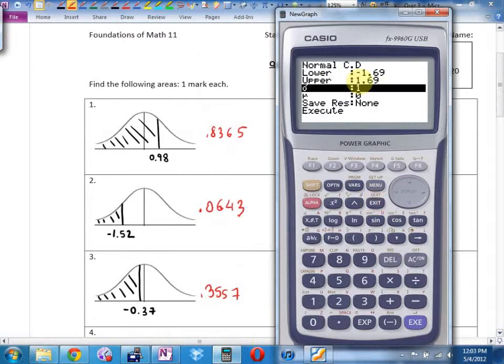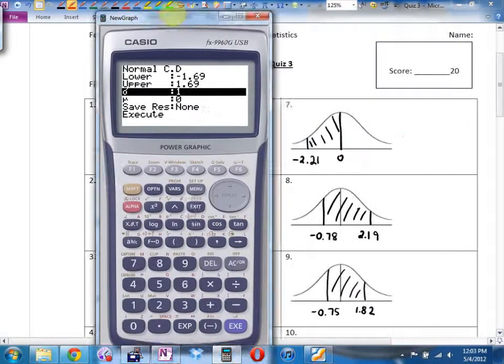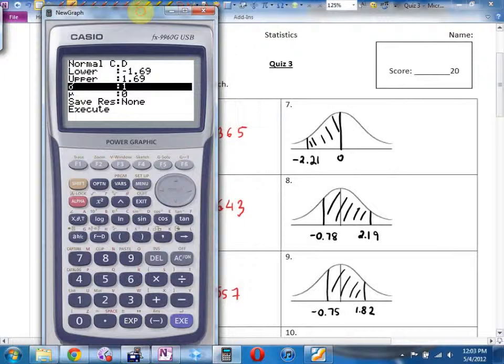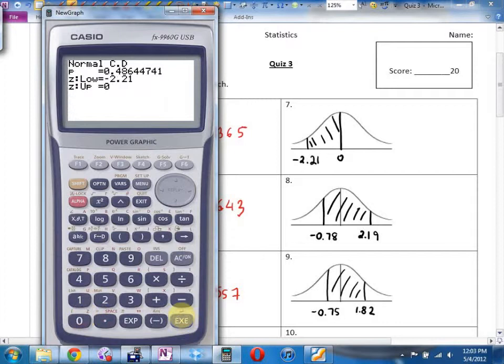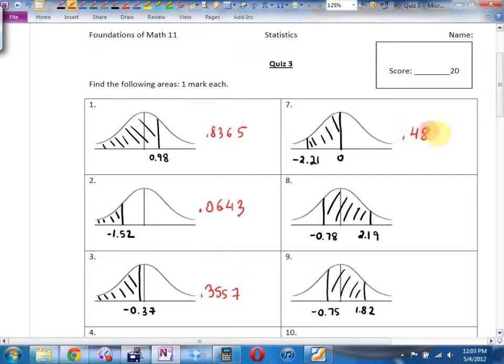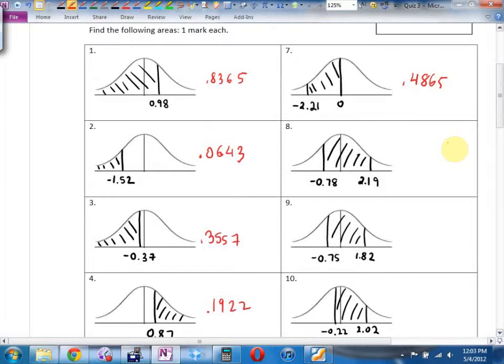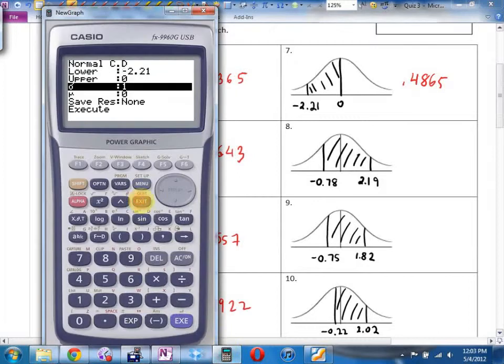Lower was... Move this over so I can see the question. Negative 2.21. Upper is 0. 0.4864. Lower is negative 0.78. Upper is 2.19. 0.7680.